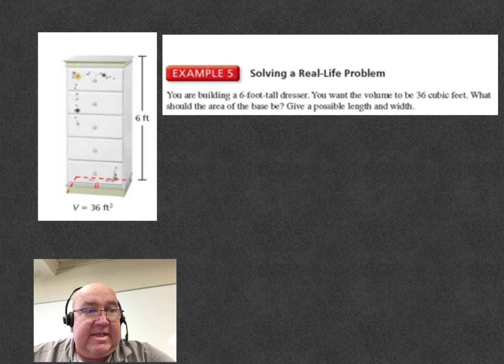Here we have a real life problem. We have a dresser that has a volume of 36 cubic feet and has a height of 6, and we want to find the base for that, or a possible base. So what we're going to do is divide by 6, and we're going to get 6 is equal to the base. So give a possible length and a width. So possible length would be 3 and a width would be 2.